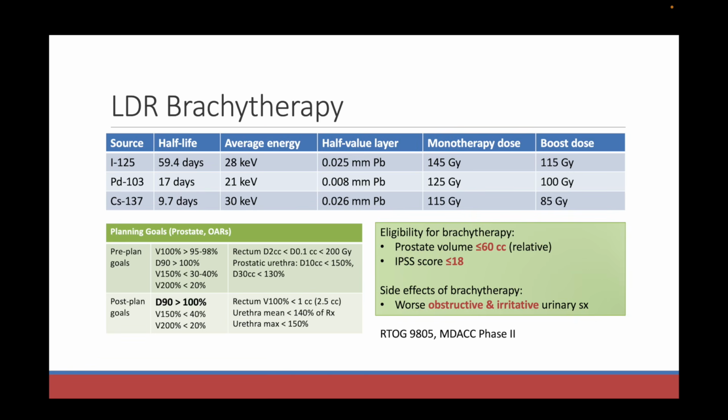Purely for reference, if they push us for brachytherapy for prostate, here is a slide on LDR brachytherapy. I would just pick a source that you're going to use, know its half-life and average energy, and the dose that you need to give, whether you're giving monotherapy or brachytherapy boost for patients with higher risk disease. Memorize some of these constraints and your pre-plan versus post-plan coverage goals, and then understand who is a good candidate for brachytherapy. Patients that have very large prostate volume or significant lower urinary tract symptoms, especially obstructive symptoms, are poor candidates for brachytherapy boost.